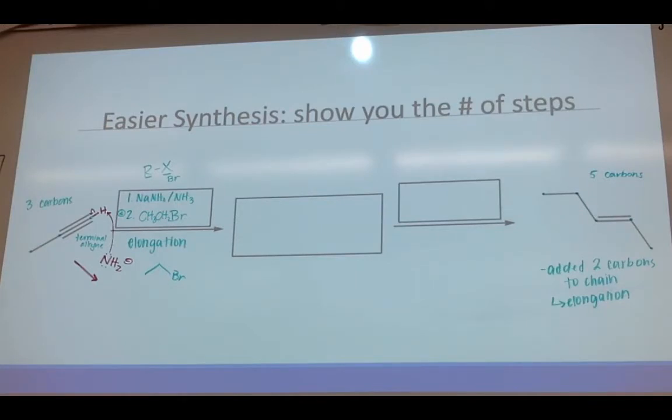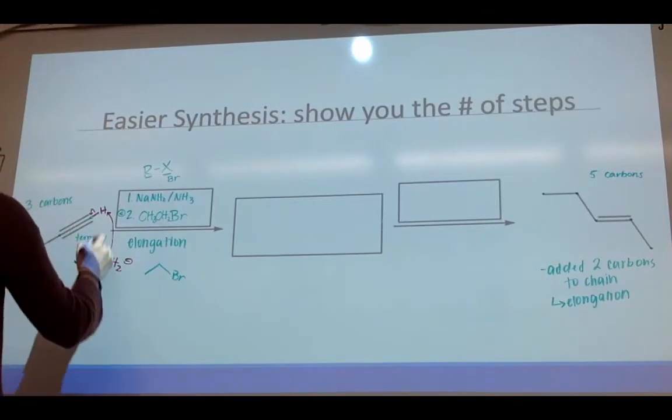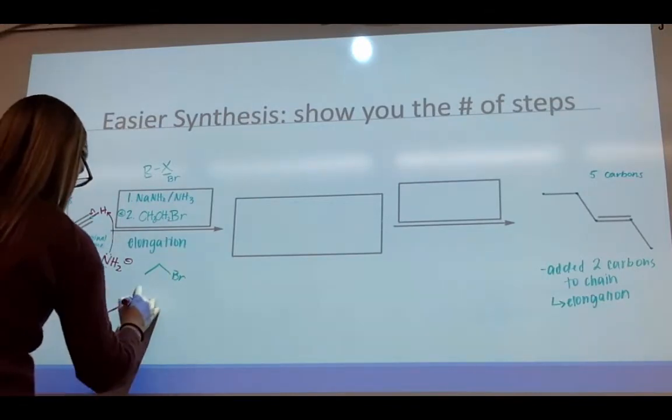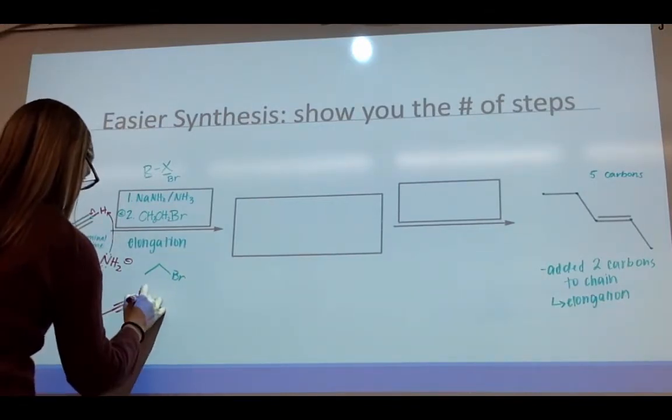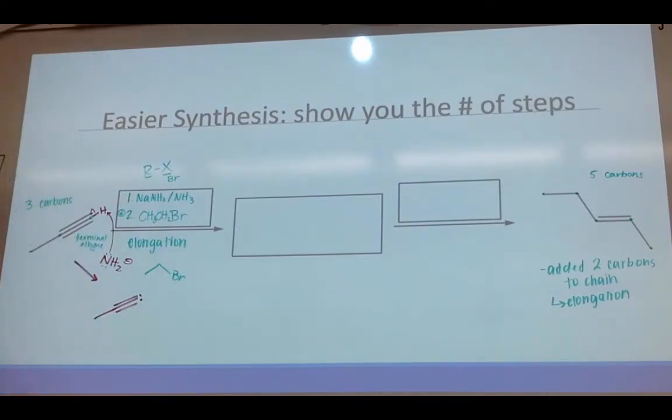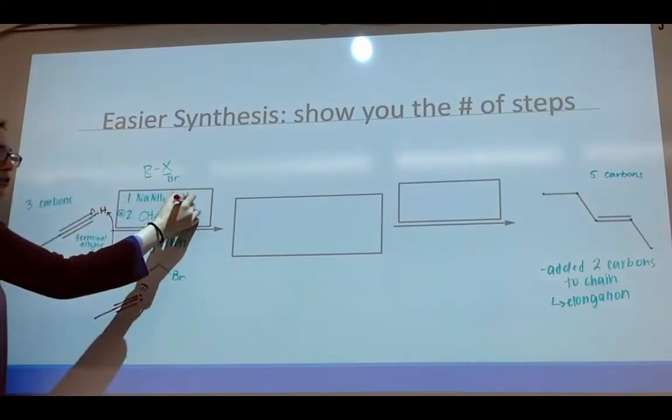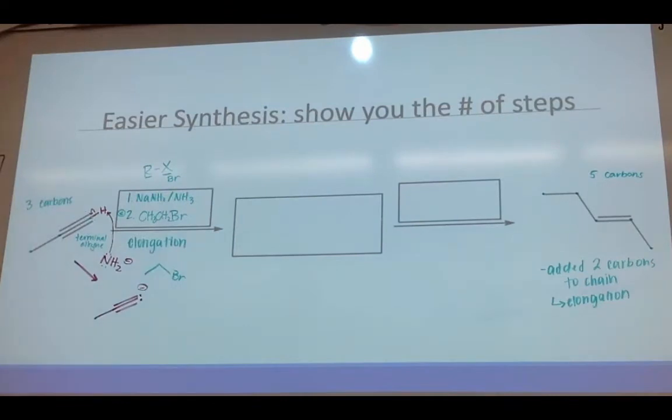This creates a carbanion. And so that produces this carbanion. And then we have NH3, right? That's why we have this NH3 here. That's the solvent that it's in. But carbanions are extremely reactive.